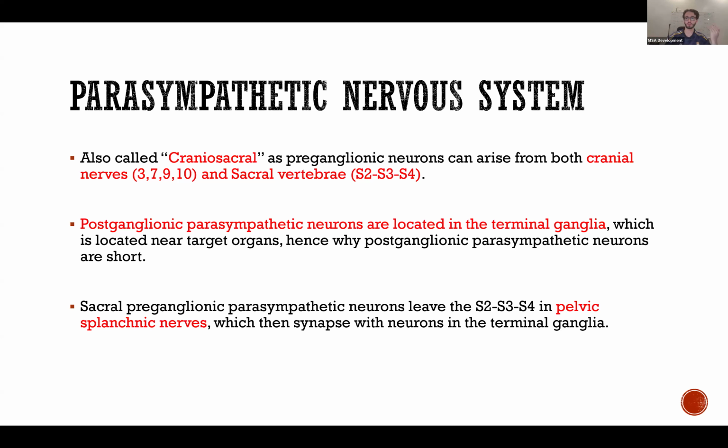We said in the sympathetic nervous system we have thoracic vertebrae and lumbar vertebrae. In the parasympathetic nervous system, no, it's only S2, S3, S4, sacral vertebrae. But that's why we call it craniosacral. And the cranial nerves that give rise to preganglionic neurons are 3, 7, 9, and 10. I want you guys to remember those, with 10 obviously being the most important one, which is the vagus nerve.